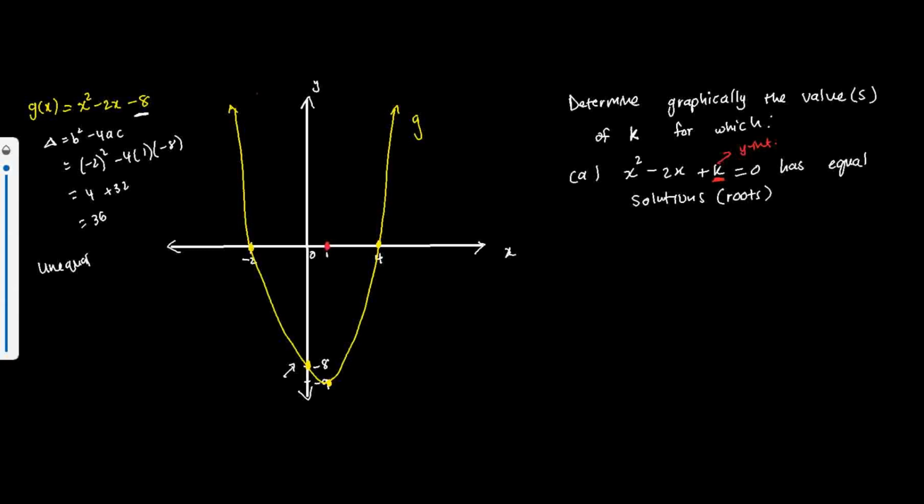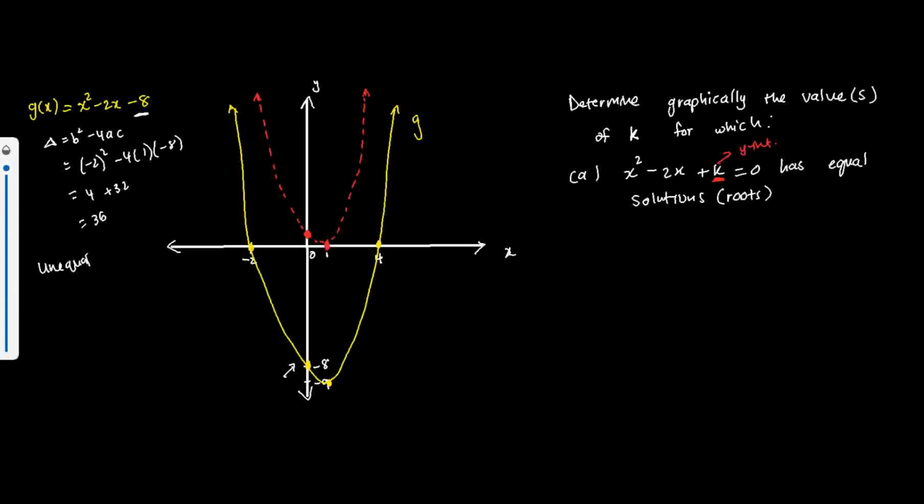So my new graph is going to look something like such. And this is going to be my new turning point. It's going to be 1 and 0. Now this looks like a graph that has equal roots. Why? Because we said equal roots is when the graph touches the x-axis at one point. And in this case, it is touching the axis at one point. But what do you notice about the y value? It changes.